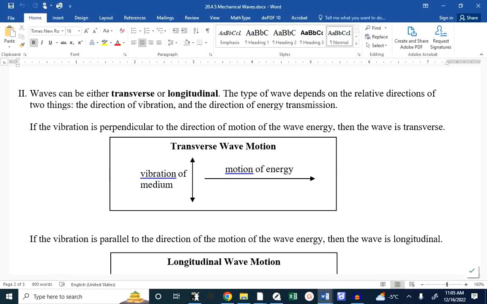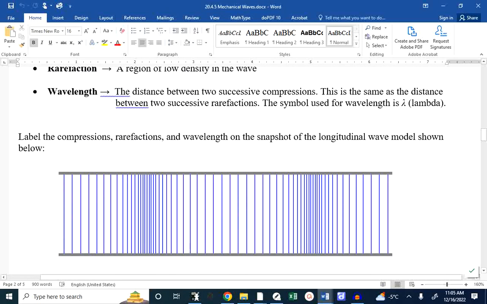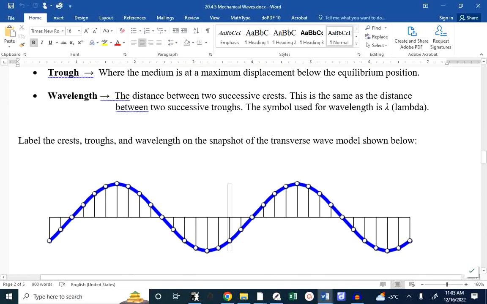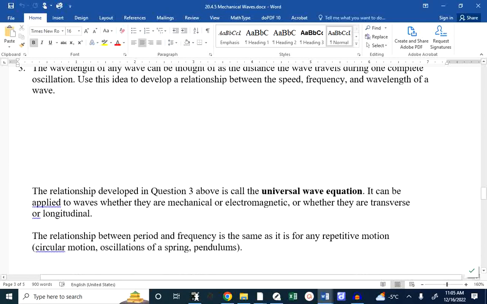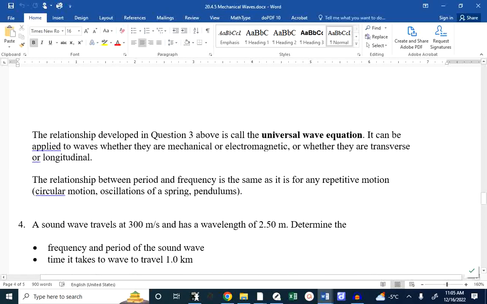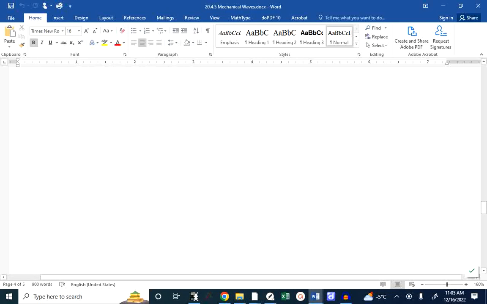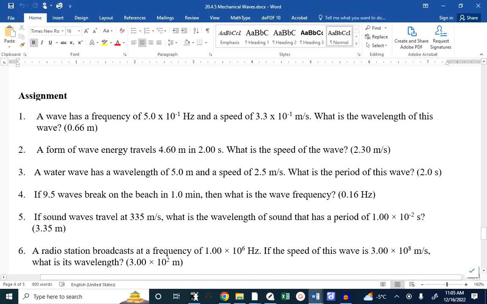So I've reviewed everything that we've covered now up to and including the universal wave equation, which is speed equals frequency times wavelength. And that leads us now to the problems.